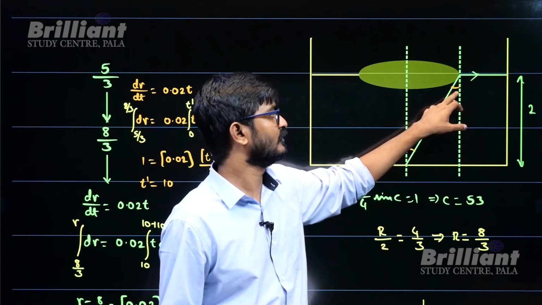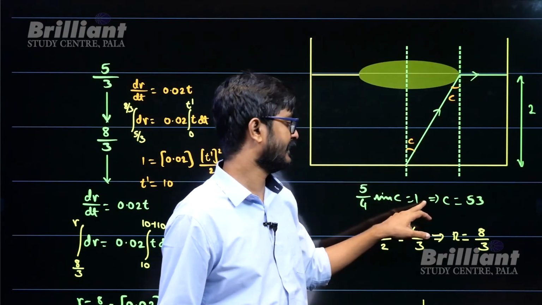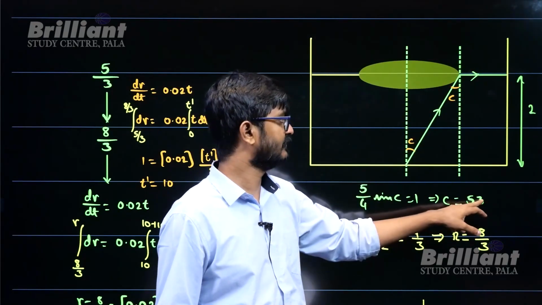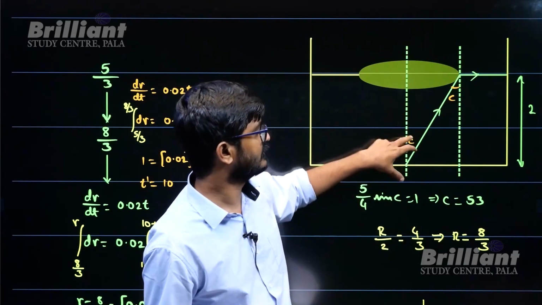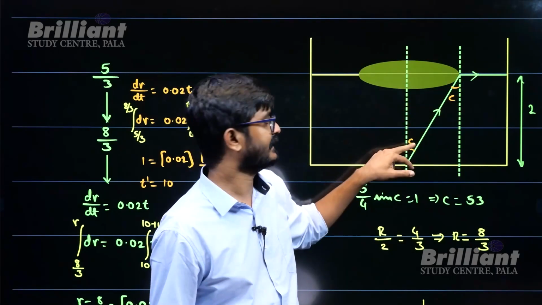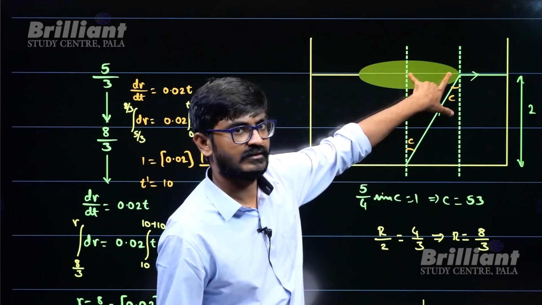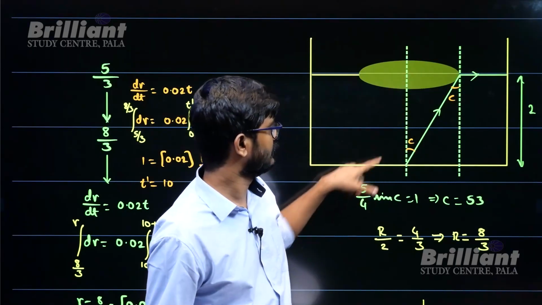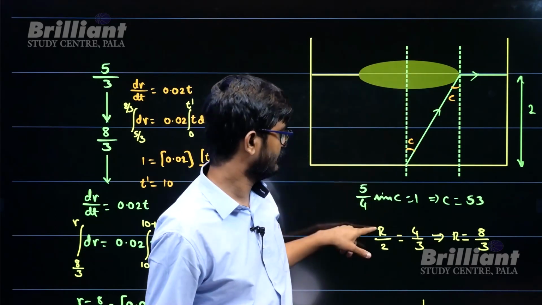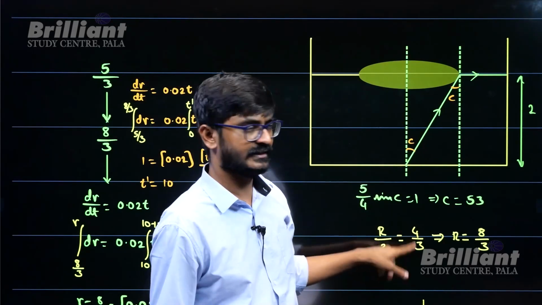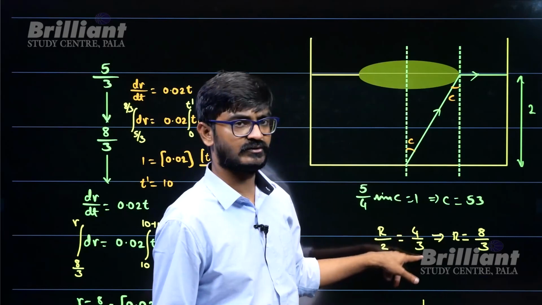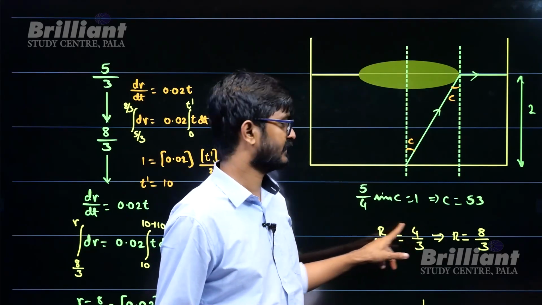How to find critical angle? Mu sin C equals 1 sin 90. So from there critical angle is 53. Once we know critical angle, then we can take this right angle triangle and take tan critical angle. Tan is opposite by adjacent, so it is radius by 2. Tan 53 is 4 by 3, so radius by 2 is 4 by 3. So radius will be 8 by 3.